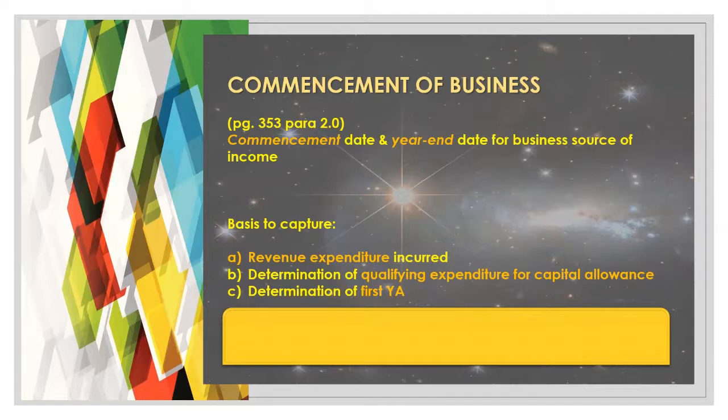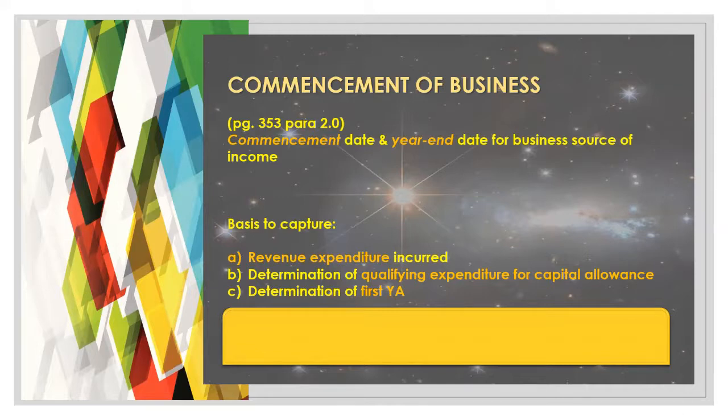The second reason is that we want to know when we can start claiming our capital allowance, and therefore we need to know our qualifying expenditure. This we will look into later in the capital allowance chapter. And then the third one is, in order to have our basis, what is our first year of assessment?